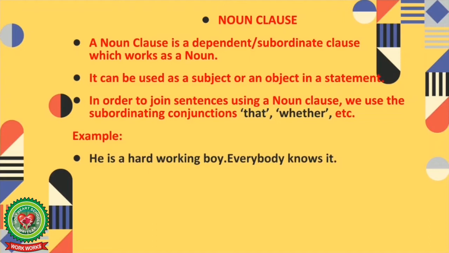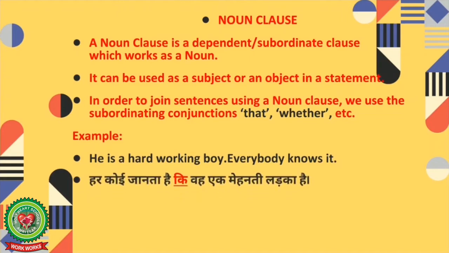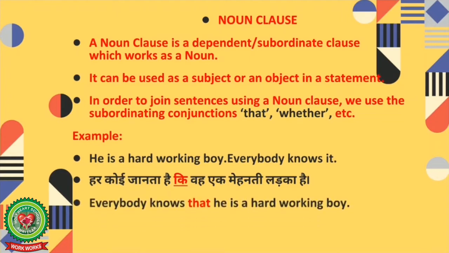If you can join these sentences using ki, you are using a noun clause. Let us see. हर कोई जानता है कि वह एक मेहनती लड़का है. Students, I was talking about this key. If you are using this key for joining two sentences, you are using a noun clause. What does everybody know? Everybody knows that he is a hardworking boy. Students, here that is a subordinating conjunction.